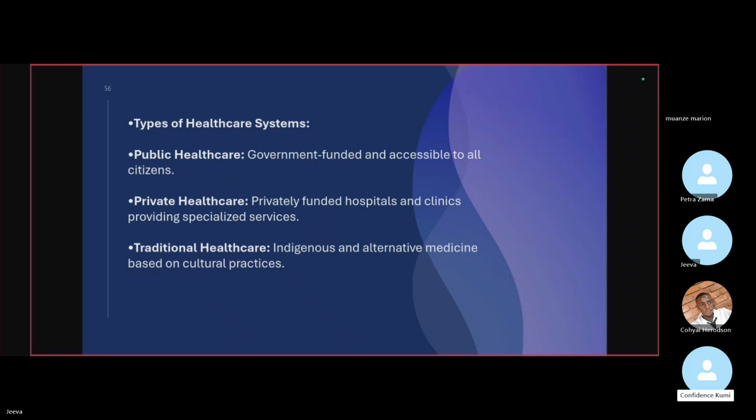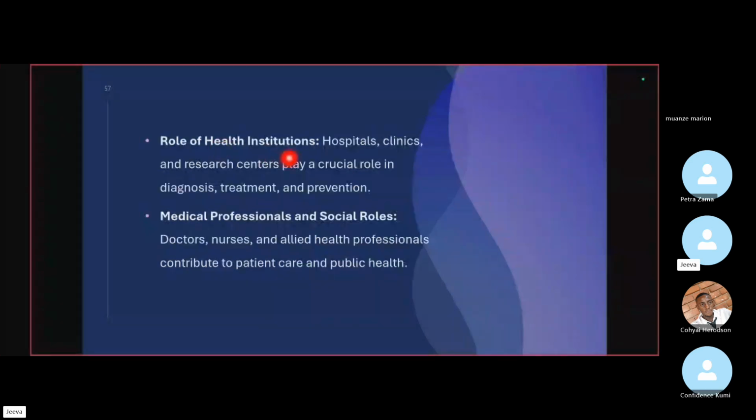Yes, ma'am, following. Okay. Next is the role of health institutions. Institutions like hospitals, clinics, and research centers play a critical role in the diagnosis, treatment, and prevention of conditions. Medical professionals and other social roles like doctors, nurses, and allied healthcare professionals also contribute to patient care as well as improving public health. Clear? This is how different institutions and medical professions contribute to public health.